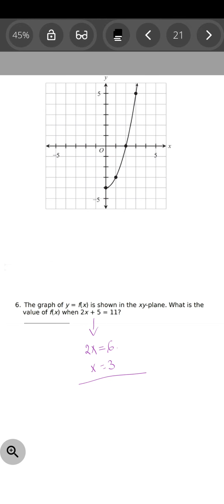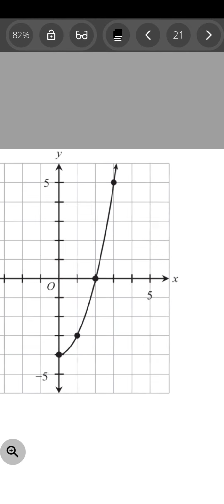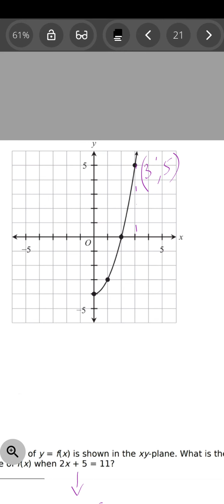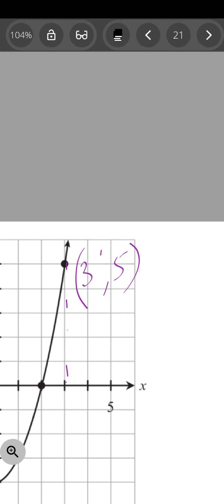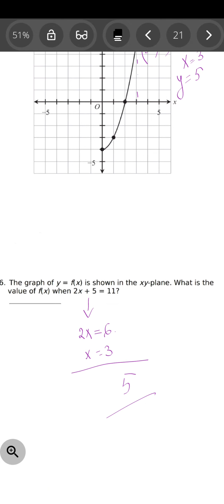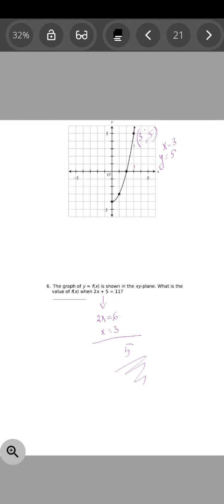So we must find the value of the function f of x when x is equal to 3. Let's use the graph of this function. The graph of this function is passing through the coordinates (3, 5). It means that if we substitute these numbers in the place of the unknowns, we must get a true equation. And if x is equal to 3, then the value of the function, or y, is equal to 5. So 5 will be the answer to our question.